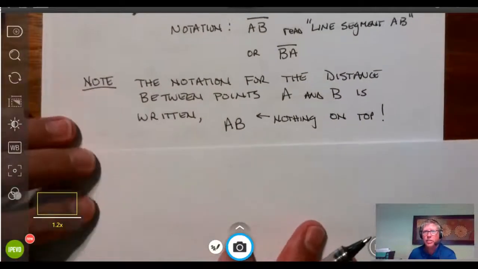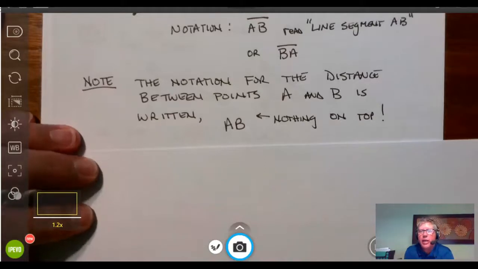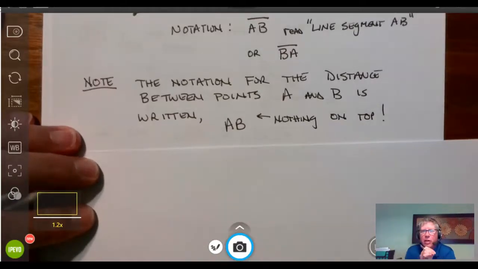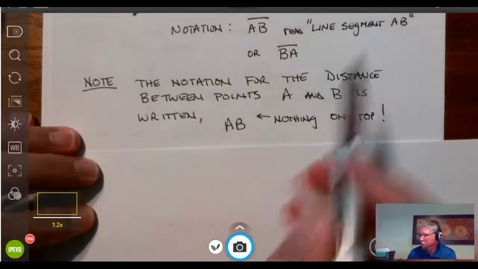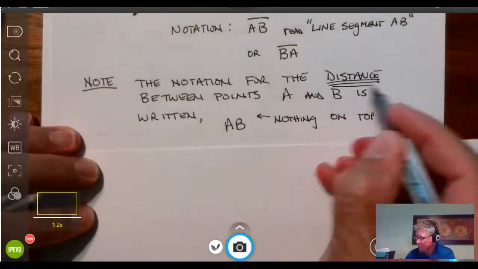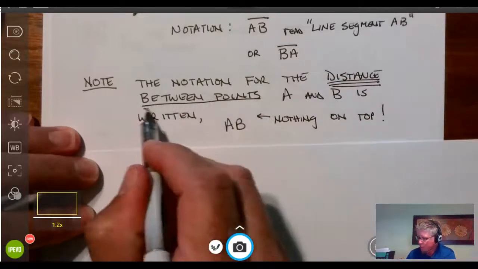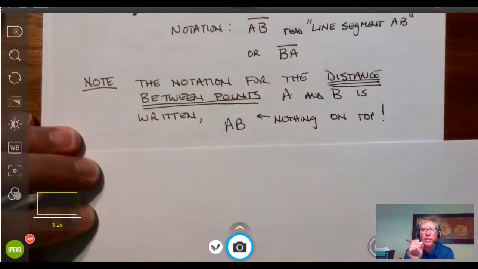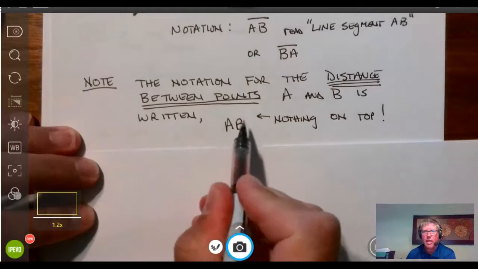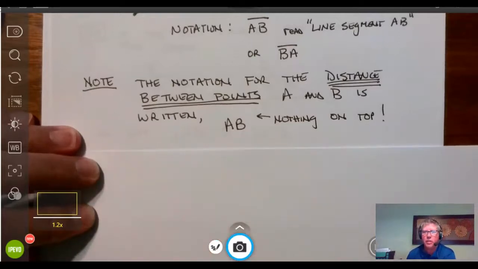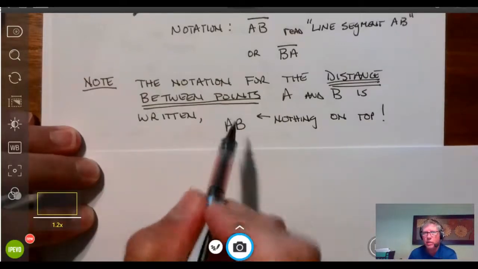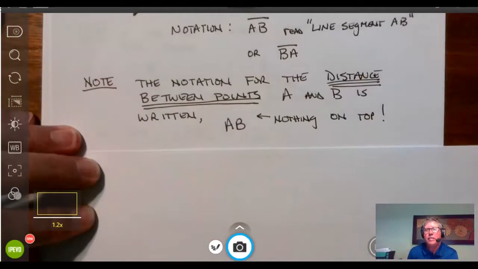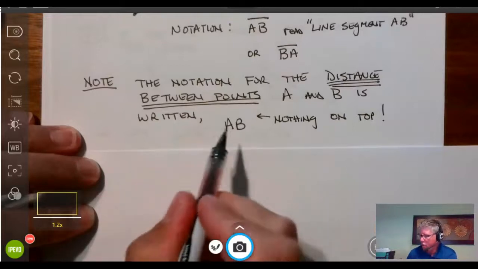Now, this is something, in many years of teaching geometry, I kind of assumed this, so I'm going to be very clear about this. The notation for the distance between points. So if I want to write that I want to talk about the distance from A to B, what I do is I just write AB, but nothing on top. So if you're walking along in the woods and you're like, oh, look at that, there's a notebook, and then you see AB with nothing, you would read that as, oh, the distance from A to B. That's what's in this note. Okay, so please be careful.